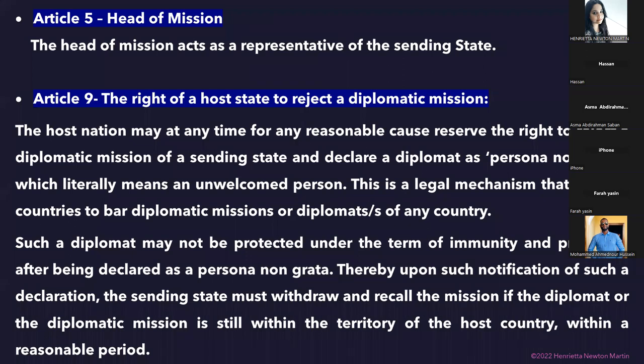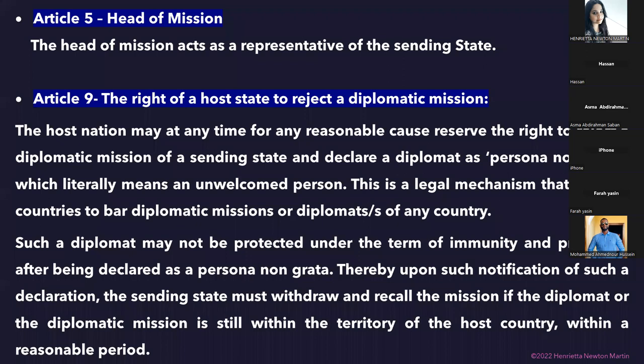So the host nation may at any time, for any reasonable cause, reserve the right to reject a diplomatic mission of a sending state and declare a diplomat as a persona non grata. This is very, very important. So they may declare a diplomat as a persona non grata, which literally means an unwelcome person. Persona non grata simply means an unwelcome person. So this is a legal mechanism that permits countries to bar diplomatic missions or diplomats of any country.